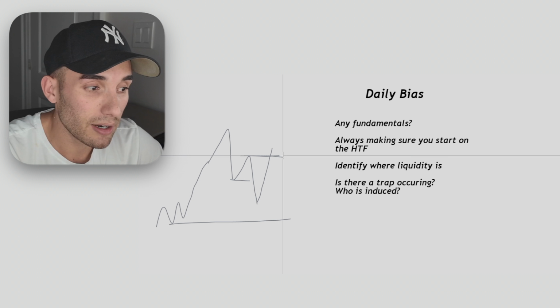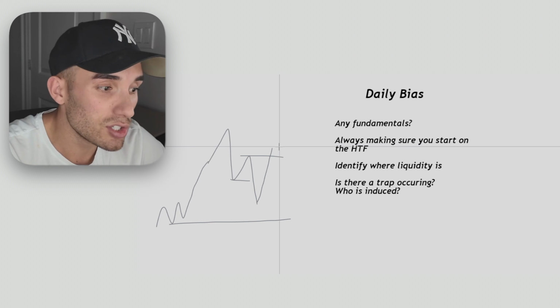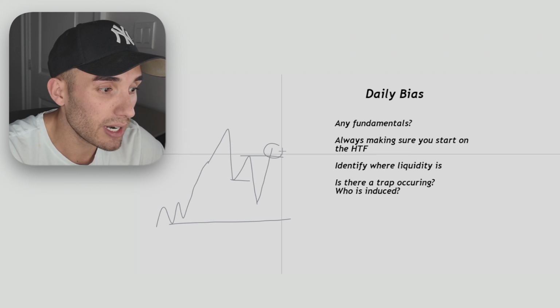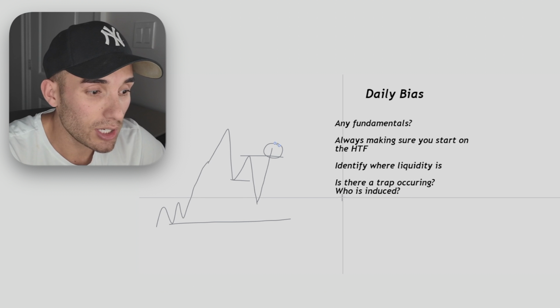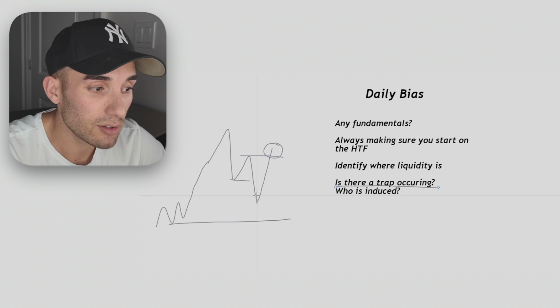This is a trap right here. We have taken out this high to induce buyers. So let's just say you hop on the charts. It's New York session and price is trading right here. You need to be answering the question that buyers are induced and there is a trap occurring, because since we have taken out this high, we view this now to be a trap.